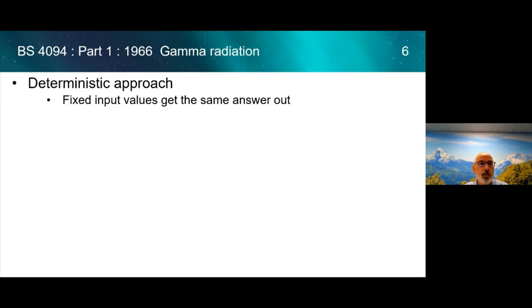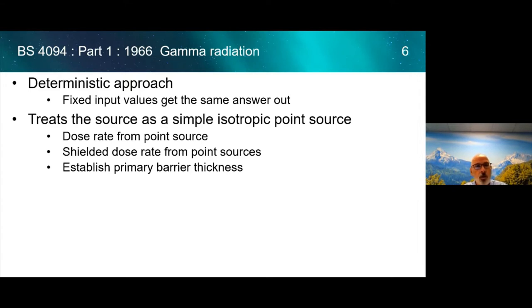So part one of the standard, and most empirical calculations, take what we call a deterministic approach. What that means is, for the same input values, the same data, you can give that problem to 100 people, and bar them pressing the wrong buttons on a calculator, they should all get the same answer out. Fixed input values, you get the same answer out. The standard BS494 treats the source as a simple point isotropic source, and using that simplification, we can work out the radiation dose rates from a point source, we can work out the shielded dose rate from a point source, and we can use that information to establish the thickness of a primary barrier.